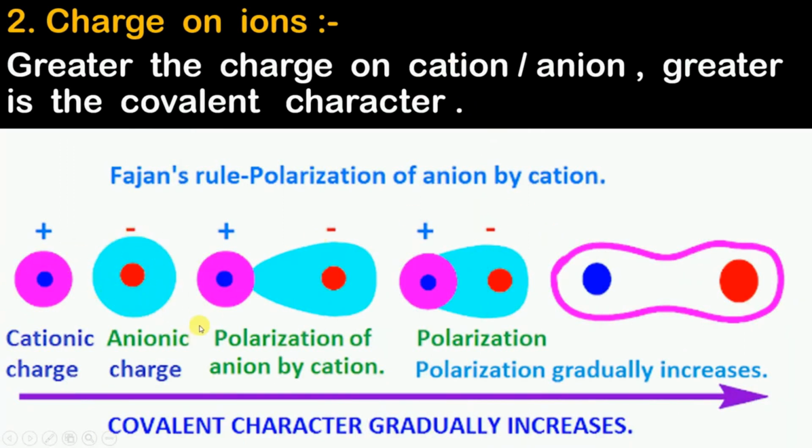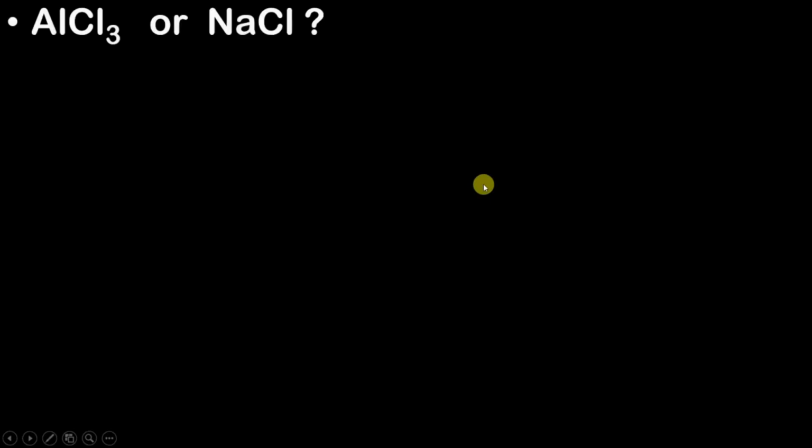And if the anion is more negative, then it will obviously experience less force from the nucleus, and therefore it will get easily distorted towards the cation. So again we will consider an example to understand this. The example says that between AlCl3 and NaCl, we need to find out which is more covalent.